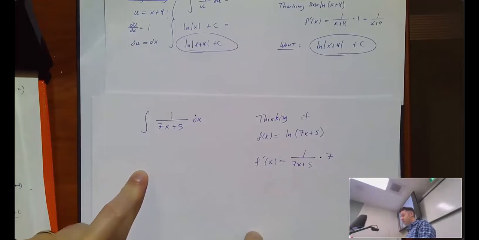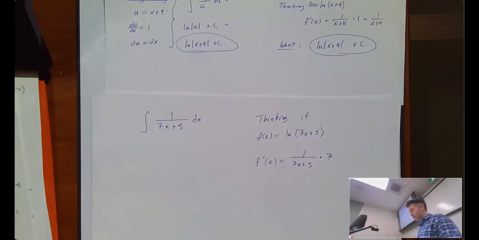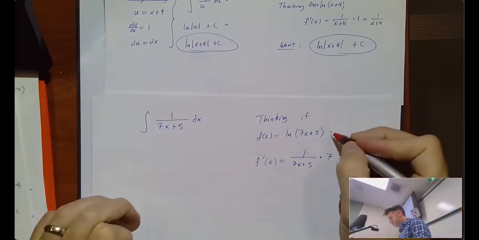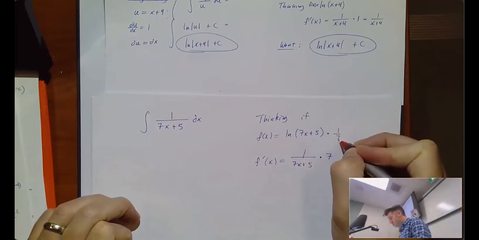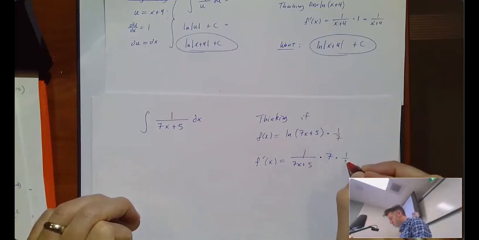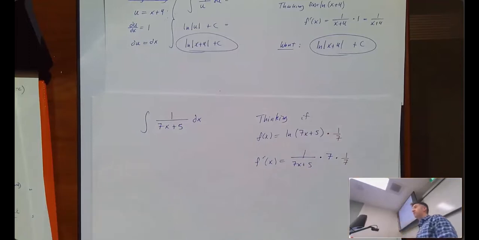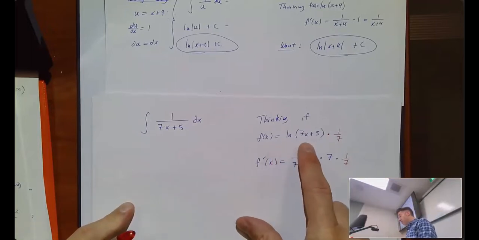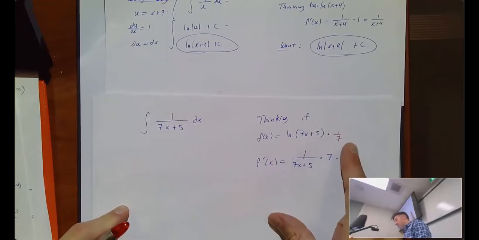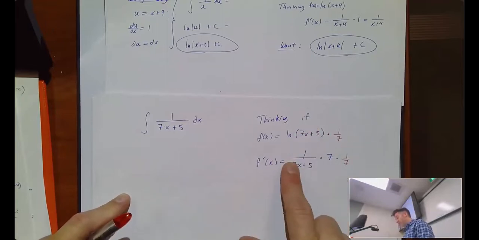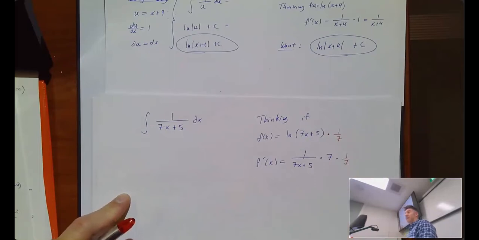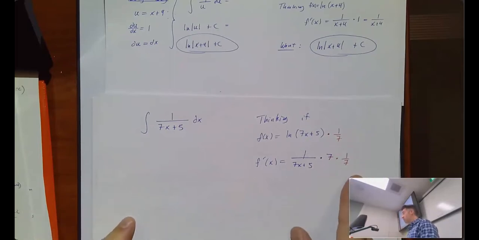Multiple of 7. So here's how we're going to fix that. If you multiply something by a constant, and then you take the derivative, that constant multiple just hangs out. So the derivative of the natural log of 7x plus 5 times 1/7 is going to be 1 over my stuff times 7 times the 1/7 still hanging out. And those are going to cancel.